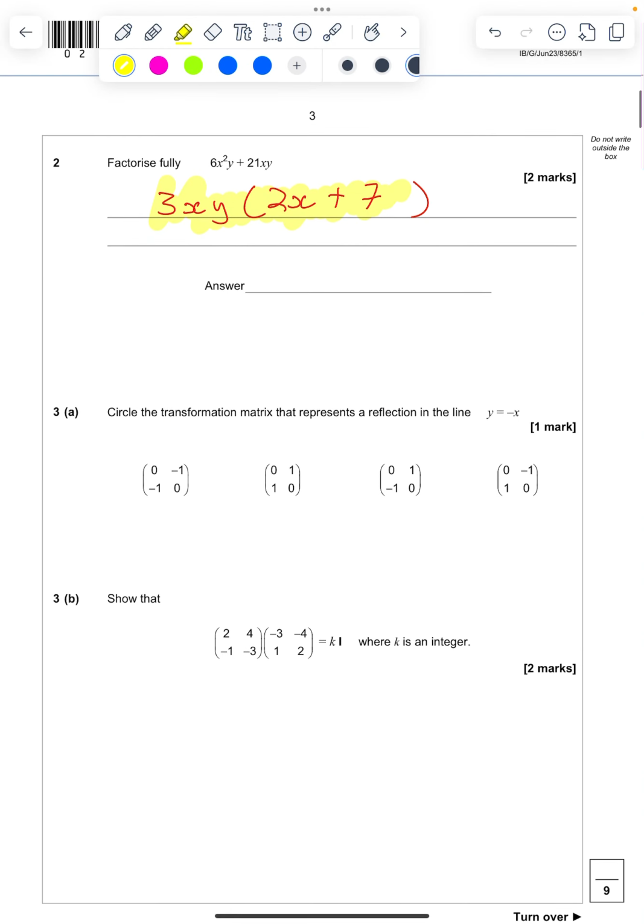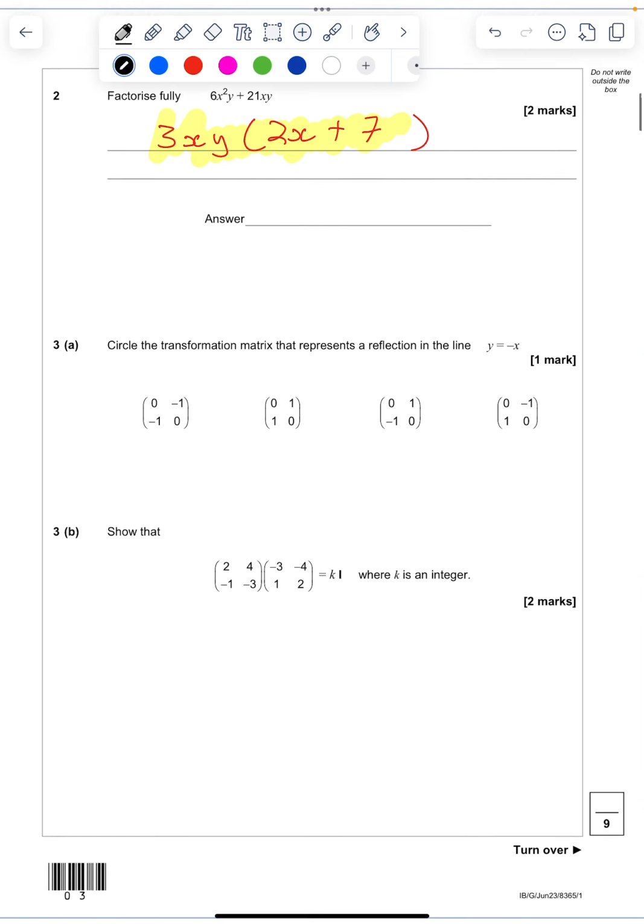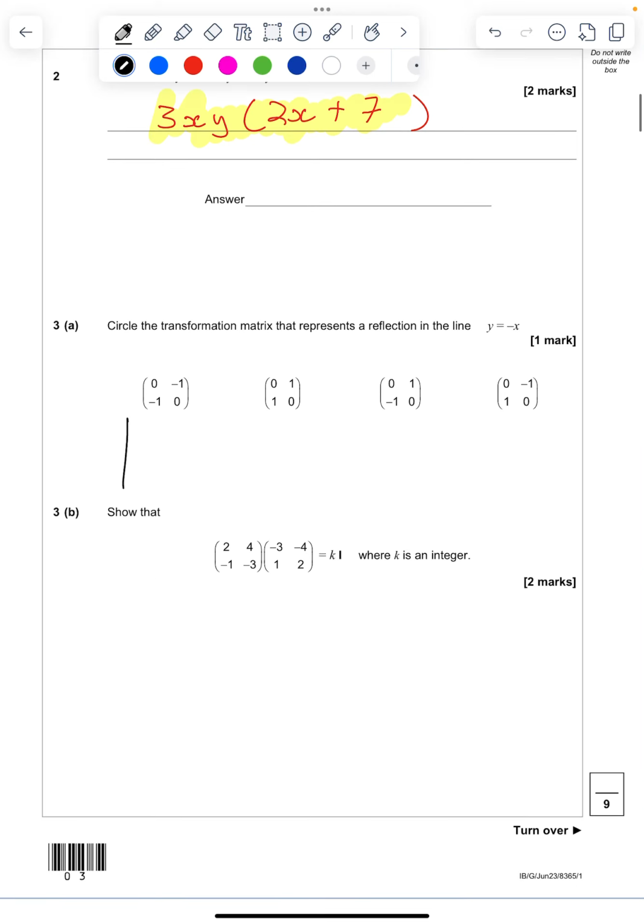Question 3a is saying circle the transformation that represents a reflection in the line y equals minus x. When you're looking at matrix transformations, there's 8 of them you need to know for Further Maths. You can memorise them, but that's not always the best option. If you forget how to do a transformation, you can draw out your unit square, across by 1 and up by 1 like this.